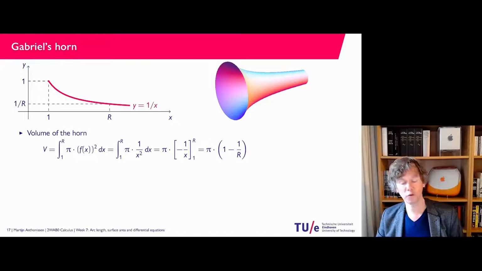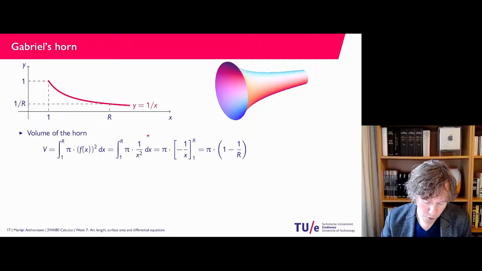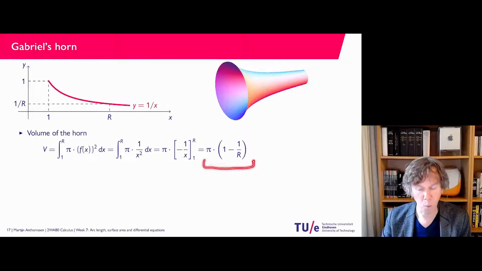Now, if you plug in the function, so the function is 1 over x, then we get a 1 over x squared here. We can integrate that, and the primitive function is minus 1 over x. We plug in x equals R, x equals 1. And then what we find for the volume is pi times 1 minus 1 over capital R. So if I let capital R go to infinity, then this thing is going to 0, and we see that the volume is going to be pi.